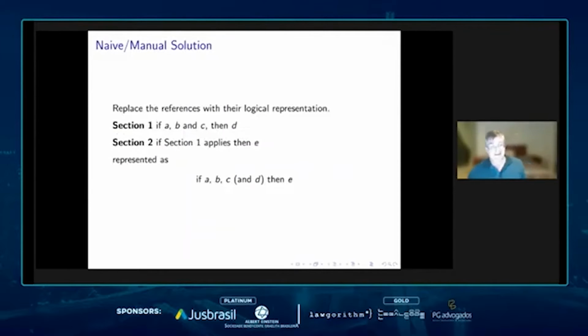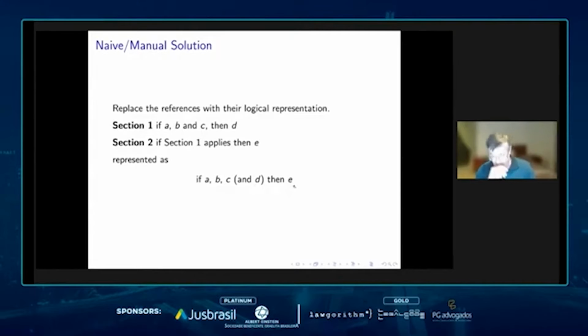So what is the solution? Well, the solution is that every time we have a reference, we replace it with its logical representation. For example, if section 1 can be encoded as: if A, B, and C, then D, and we have a section 2 saying that if section 1 applies, then E, then we can represent section 2 as: if F, B, and C. So we take the logical representation of section 1, substitute it for the reference to section 1, and include it in the other sections.